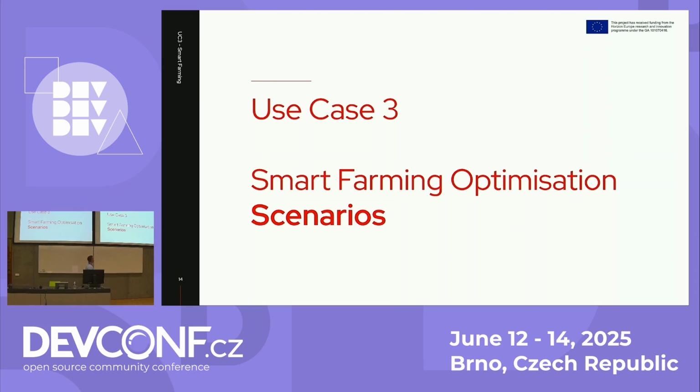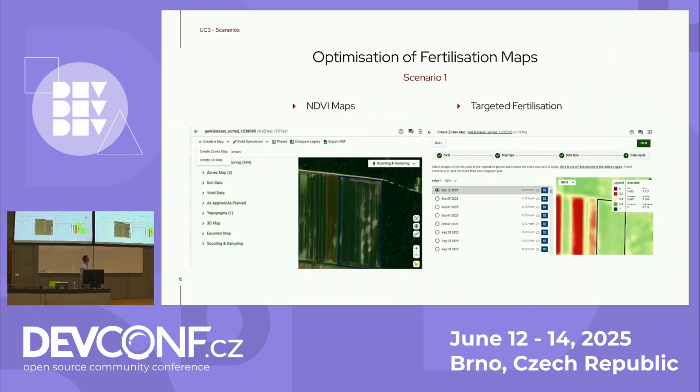So then a bit more information about the 3 different scenarios. The first one is optimization of fertilization. So we want to be able to predict how much fertilizer needs to be used in specific zones in the field. And to know how much is actually needed, we have to understand the vegetation health in the field and across different areas in that field.